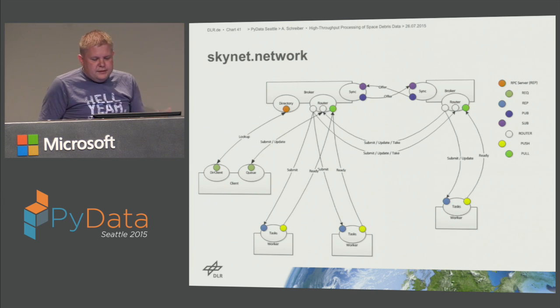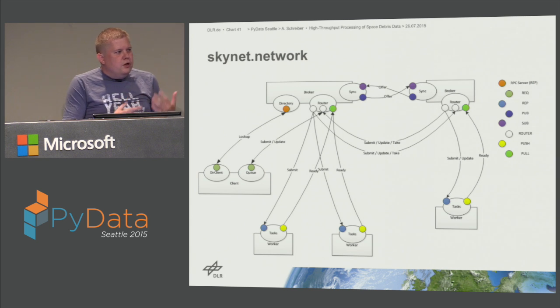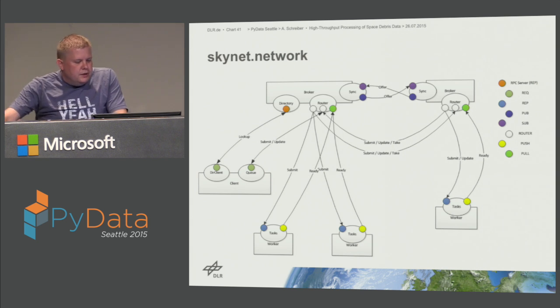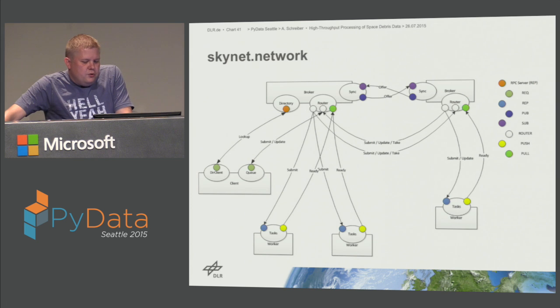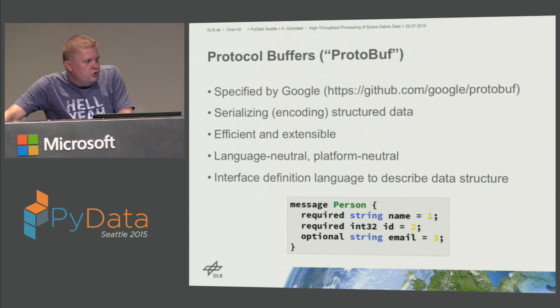So we have different devices like a broker or two brokers and a couple of worker nodes that actually do the computations, and maybe database nodes and so on. And the layout of the graph changes from task to task actually. For the serialization, as I said, we use protocol buffers.